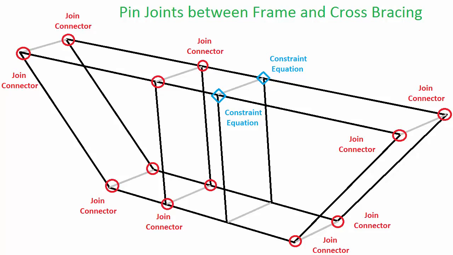Also, in order to use the connectors and equation constraints, the cross-bracing will need to be created as a separate part from the frames. So the two frames will be created as one part and the cross-bracing as a second part.